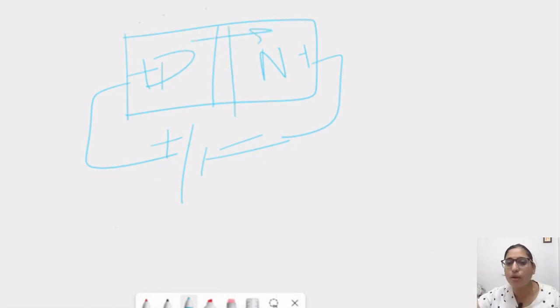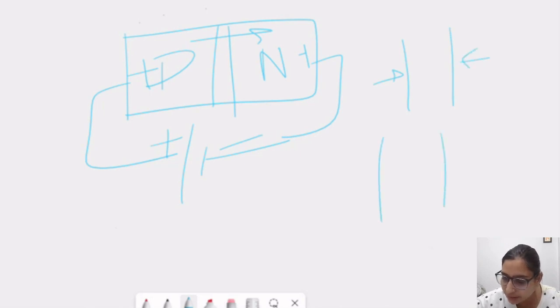Okay, now if I talk about this width, in a heavily doped junction, the width is a little thinner, and if the junction is lightly doped, the width is a little wider. So this needs to be considered. In a heavily doped junction, this is thin, and in a lightly doped junction, this is wide. This layer is wide, which is the depletion layer. So this is the condition of forward bias.